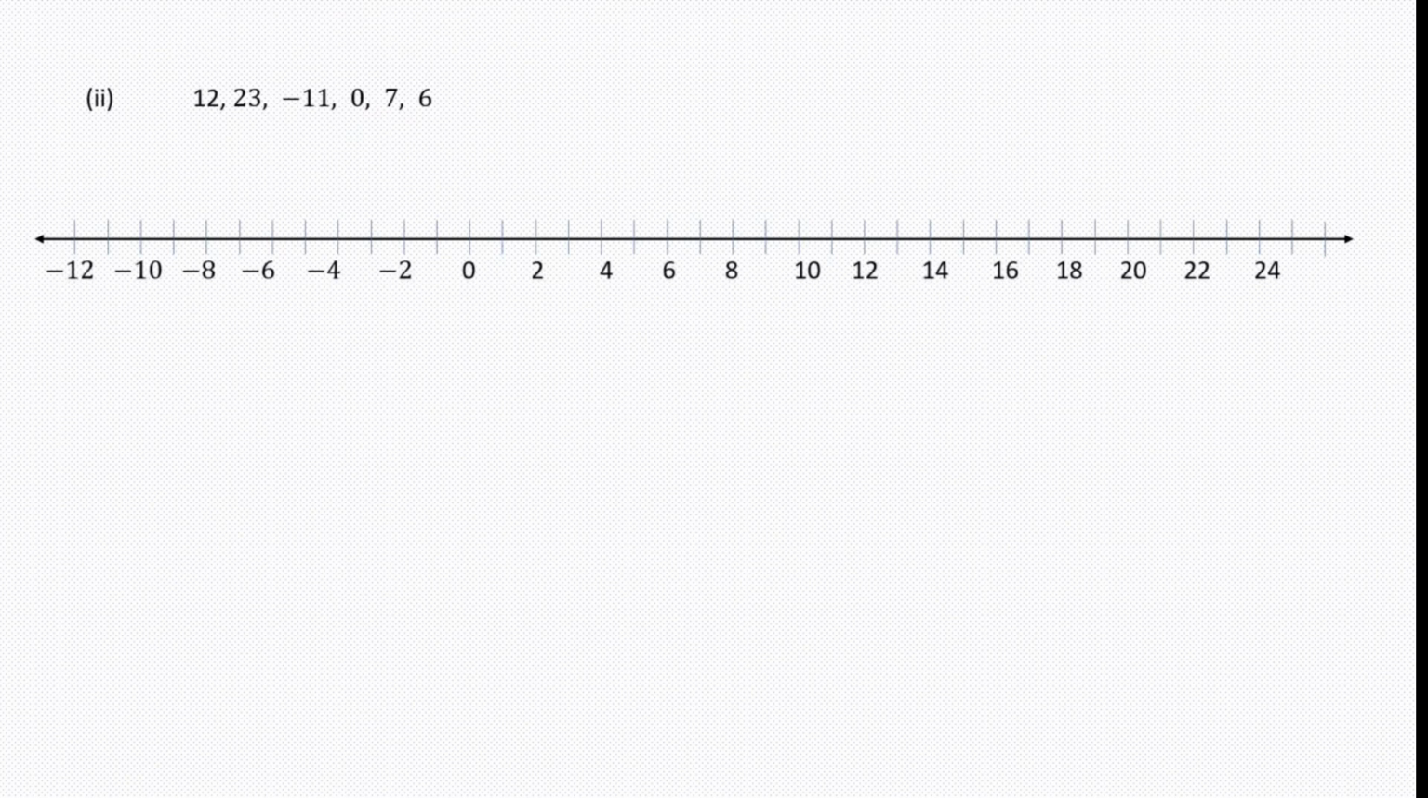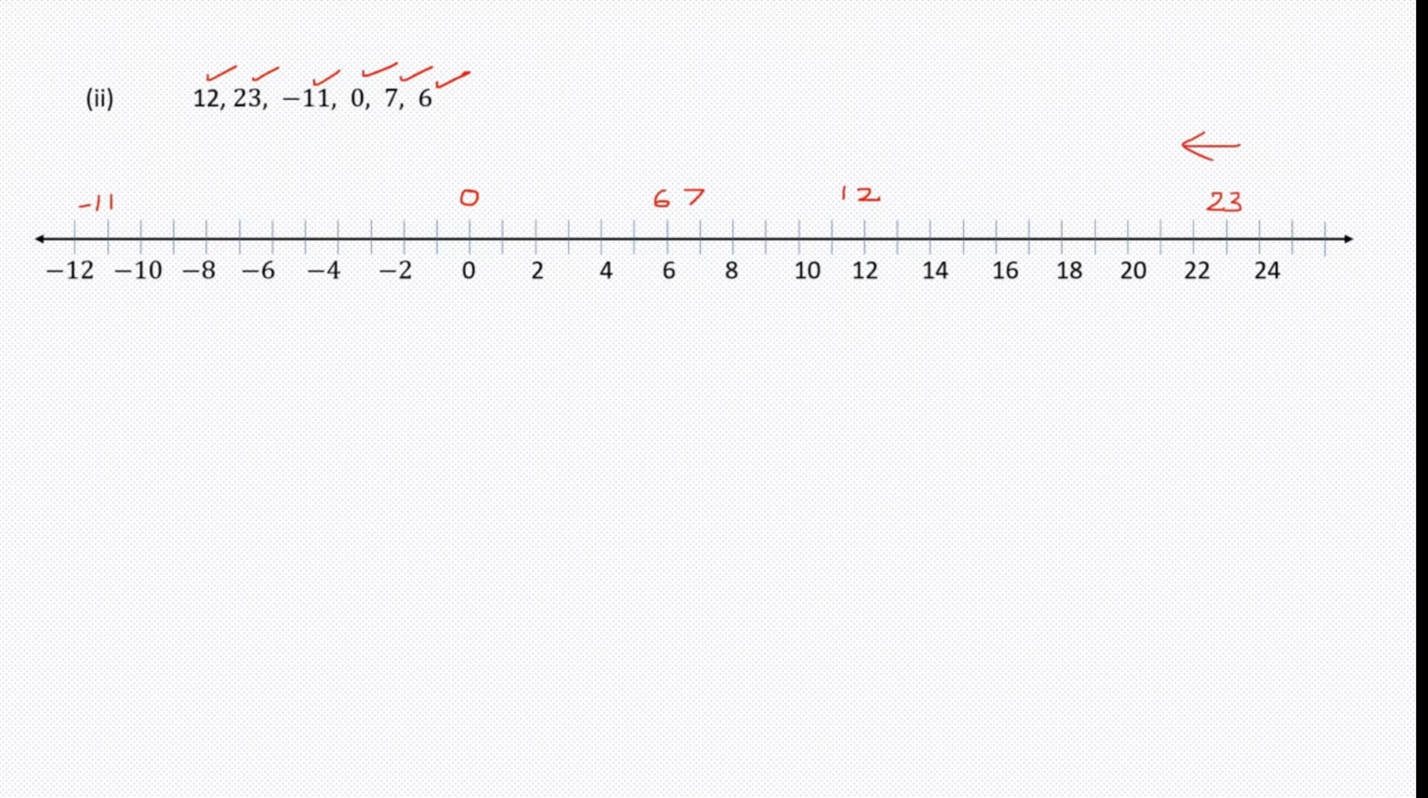Start the number line, mark everything, get your numbers in order, and let's put the numbers down. 12 is positive, so we have 12. 23 is positive on the right side. Minus 11 is negative on the left side. 0 between positive and negative. 7 positive on the right side. 6 positive on the right side.